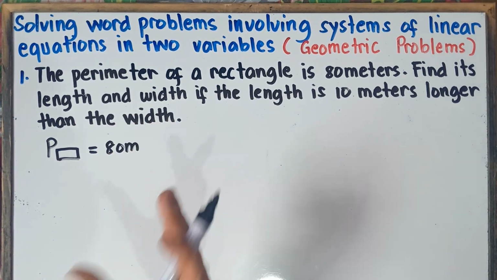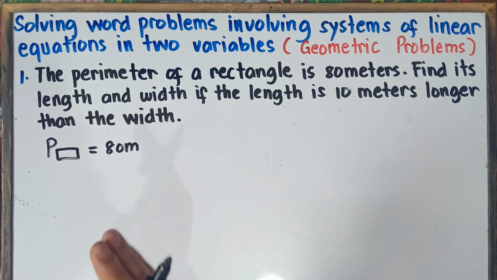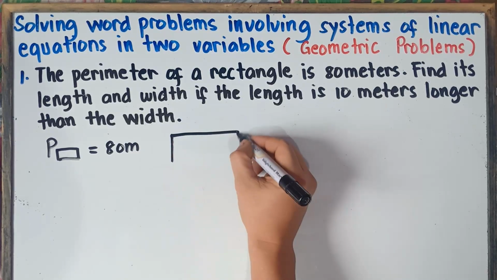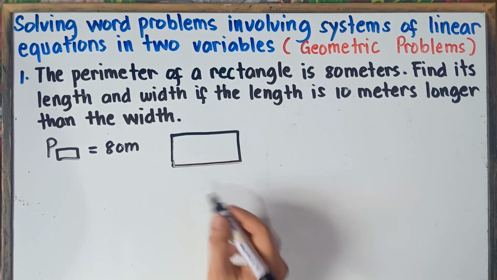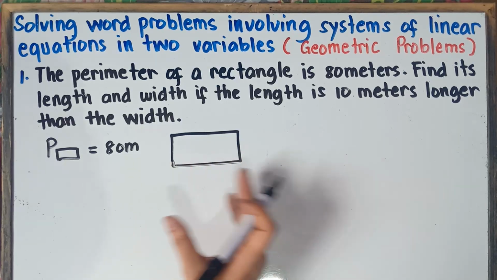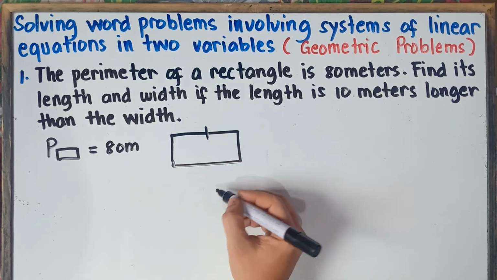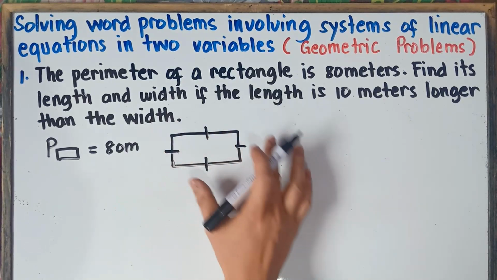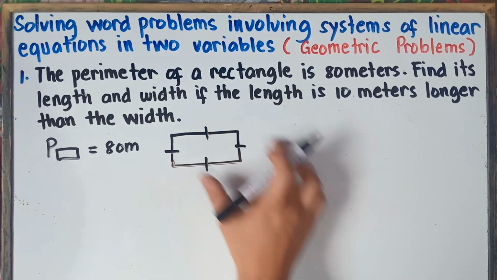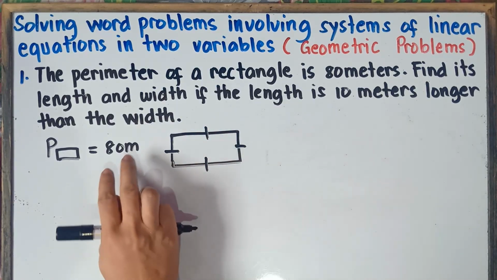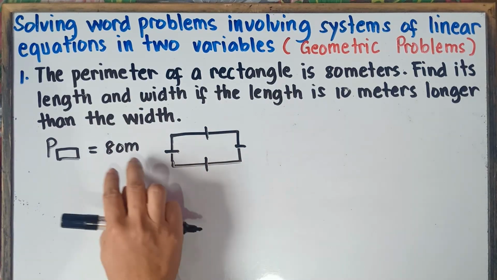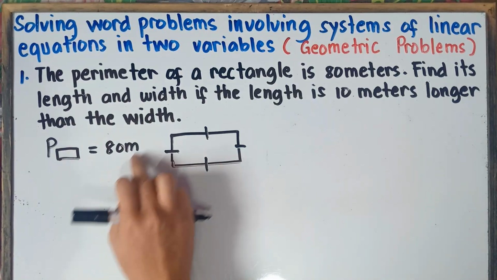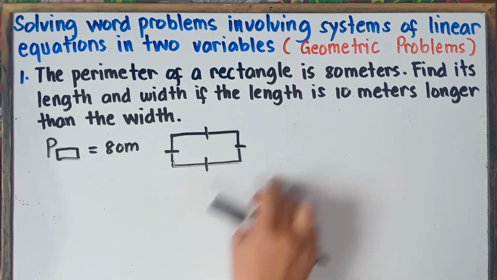Now, once again, class, perimeter is the sum of all sides. Therefore, if we have our illustration, let's draw a rectangle. Of course, we know a rectangle has 4 sides, right? This will be side 1, side 2, side 3, and then side 4. If you add the 4 sides, the answer is 80 meters, and 80 meters is what we call the perimeter because perimeter is the sum of all sides.